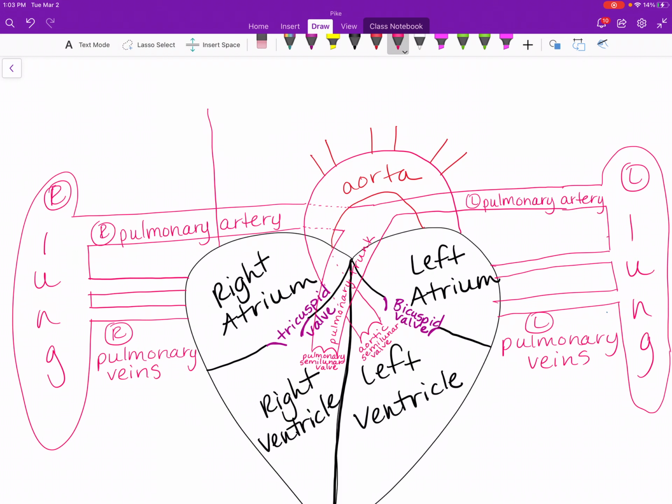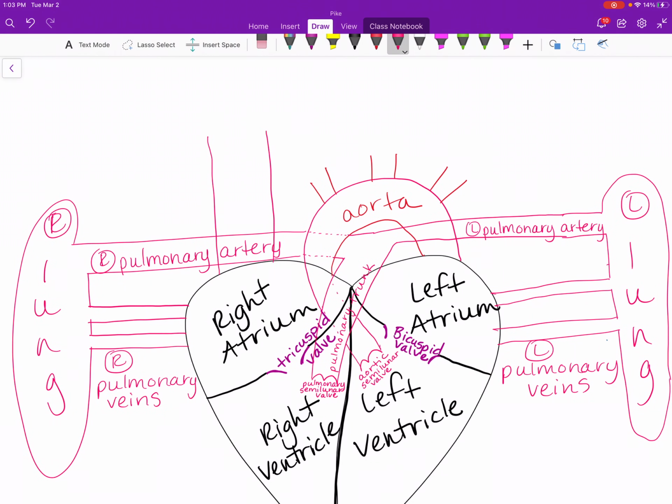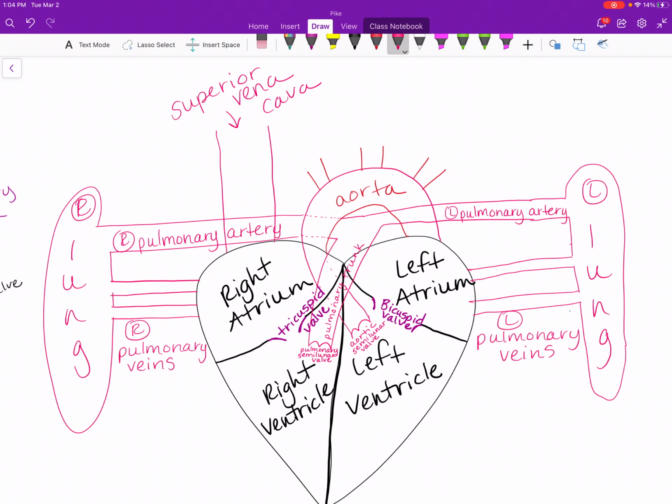Here's one right here, above the heart. And this one is the superior vena cava, the major vein bringing blood back from the upper part of the body, superior vena cava.